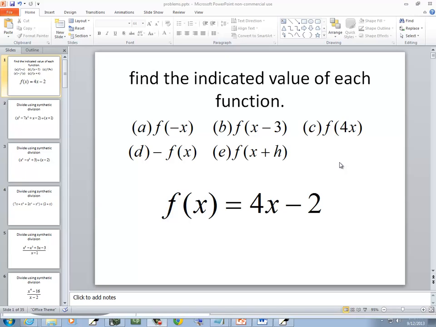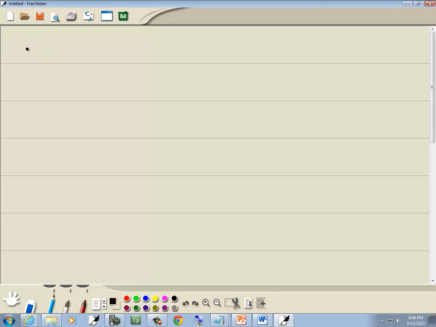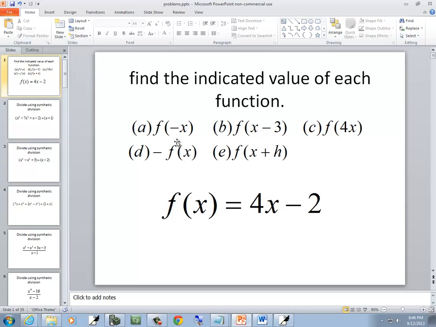In this problem we want to find the indicated value of each function. So we have f of x is equal to 4x minus 2. And the first thing we want to find is f of negative x.